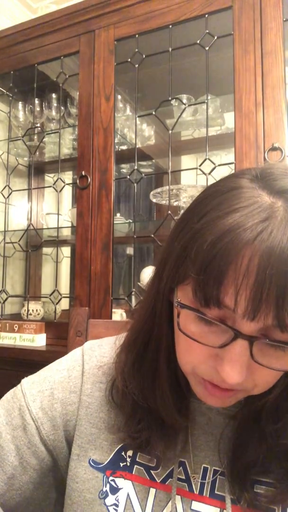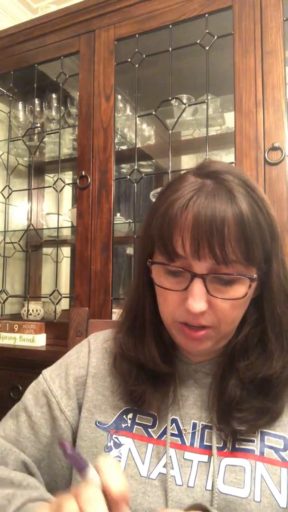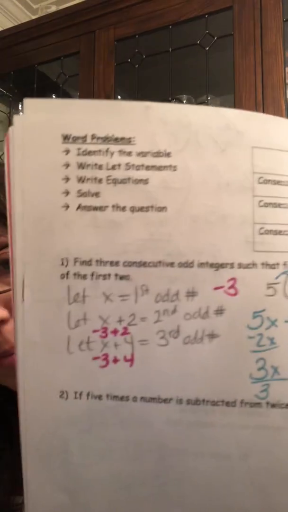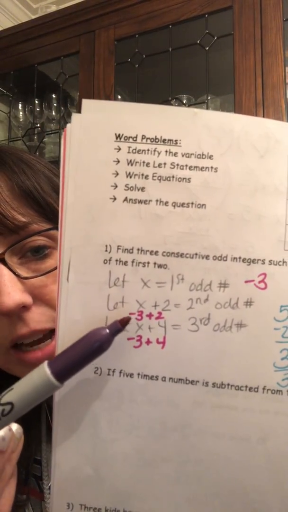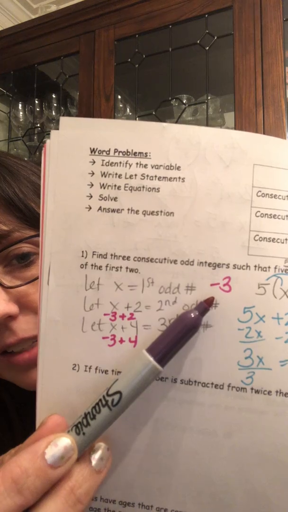So if it says x is my first odd number, I'm excited because negative 3 is an odd number. But remember, we have to then plug it in. So underneath here, I'm going to show you. Here's what we do. Can you see that? So negative 3 is my x. That's where I said, yay, x is negative 3.